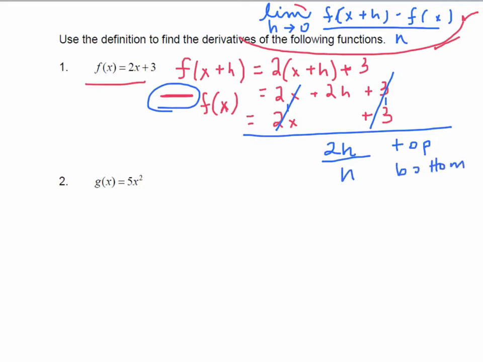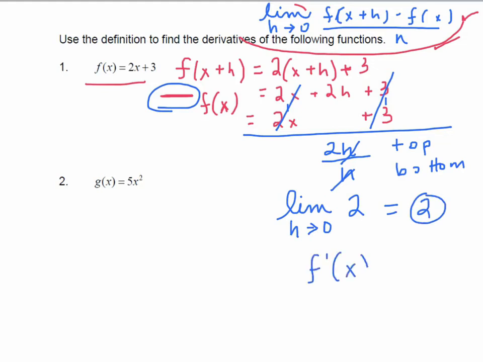The next thing that we would do is simply reduce. And now we're looking at the limit as h approaches 0 of 2. Well, the limit as h approaches 0 of 2 is simply 2. So the derivative f prime of x is equal to 2. And that's how we start looking at our derivatives. Now, those of you who've already had some derivative work, you know that a shortcut gives us that too, but I'm not going to go there quite yet. So that's the answer to our first one.